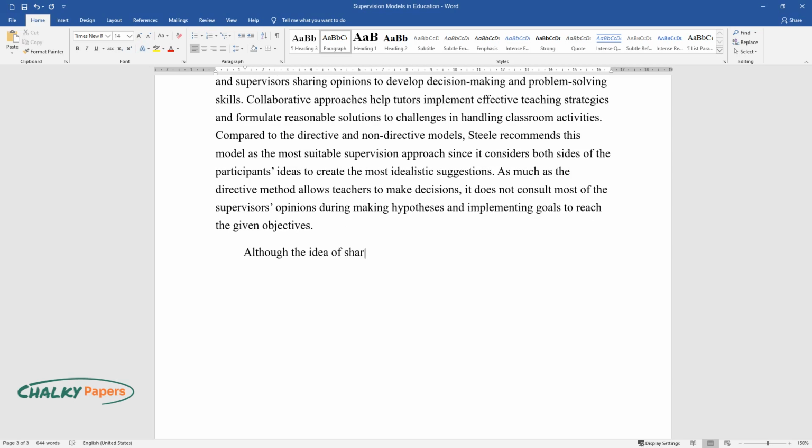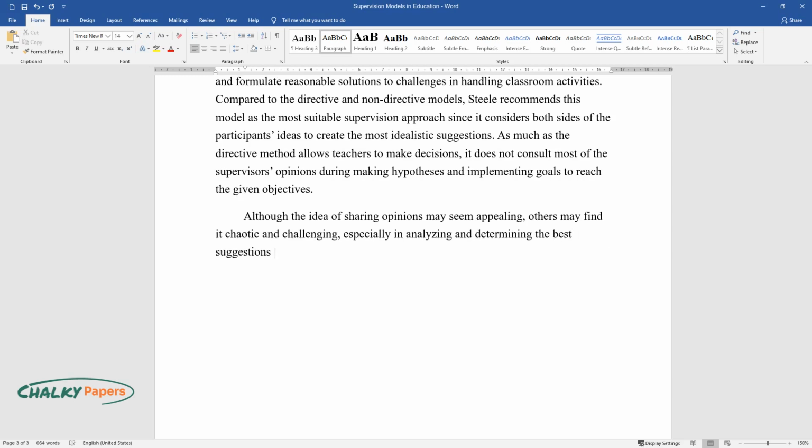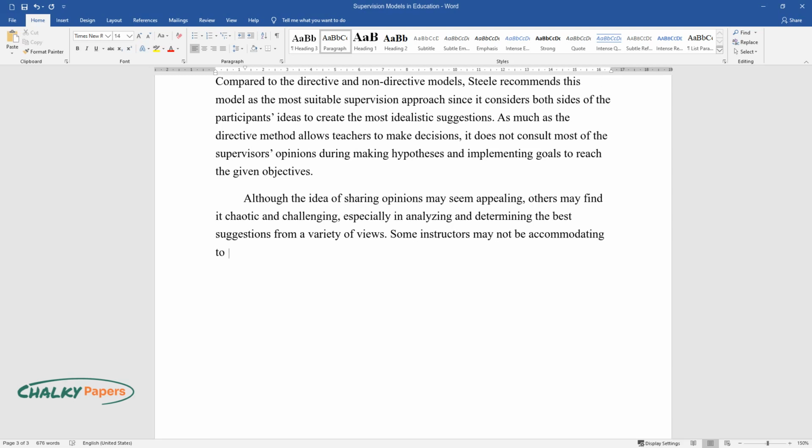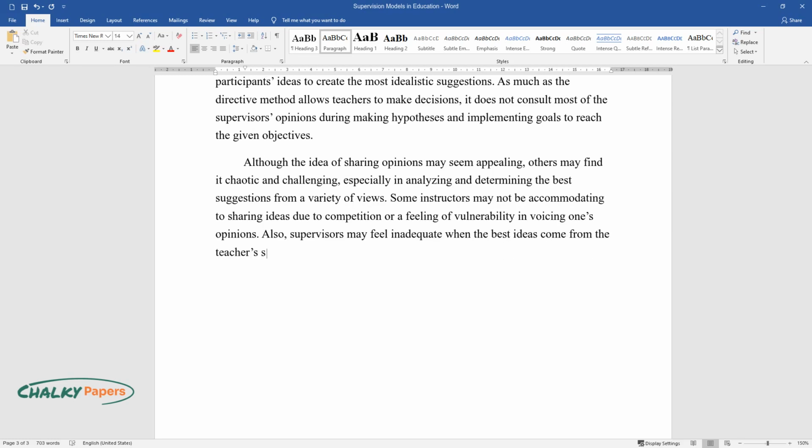Although the idea of sharing opinions may seem appealing, others may find it chaotic and challenging, especially in analyzing and determining the best suggestions from a variety of views. Some instructors may not be accommodating to sharing ideas due to competition or a feeling of vulnerability in voicing one's opinions. Also, supervisors may feel inadequate when the best ideas come from the teacher's side, creating insecurity and unreliability issues.